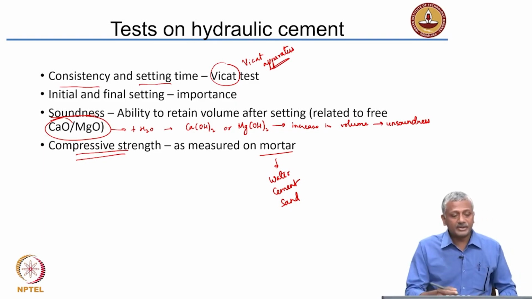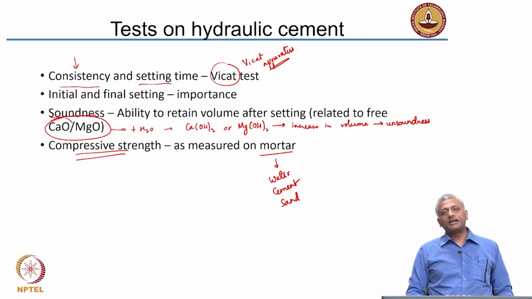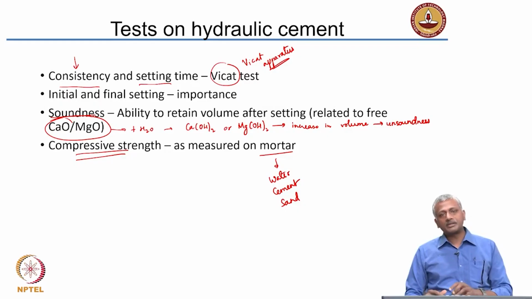Now, one thing I forgot to describe is what is consistency. Consistency is defined typically as a minimum water content that is required to produce a paste which has a certain characteristic. That means a certain workability, a certain consistency. Okay. All these will become a lot clearer when we talk about the properties of concrete.